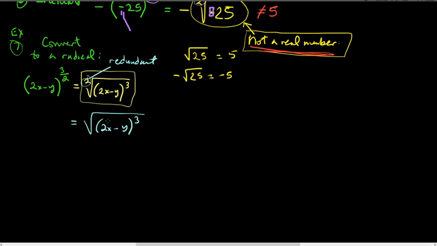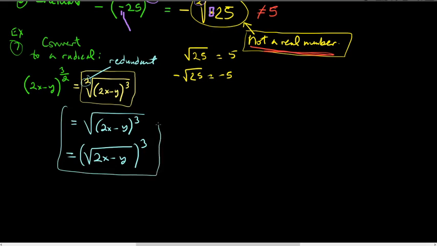And remember, the 3 doesn't have to be on the inside. It could also be on the outside. You can just take the square root of 2x minus y and then take the whole thing to the third. Effectively, they're the same thing. We're assuming that the 2x minus y comes out to a positive expression. So in that case, either way is fine. Both ways are correct here.